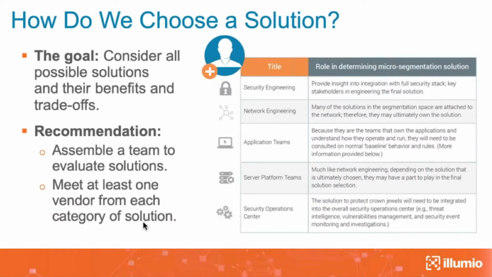So how do you choose a micro-segmentation solution? Again, it's important to have all your stakeholders at the table. In this case, it's going to be cross-functional amongst your IT teams, because ring fencing crown jewel assets requires collaboration of folks who are in security engineering, security ops, networking, the application team itself, and potentially server platforms.